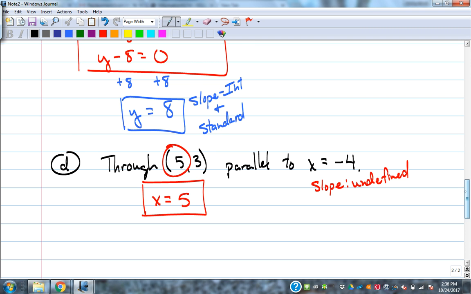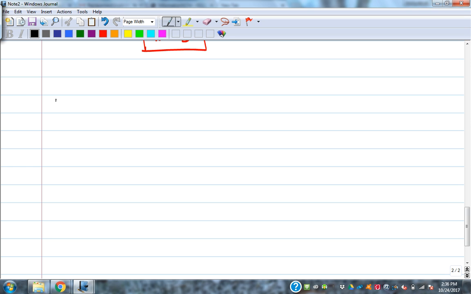All right, so let's talk about perpendicular lines. What do y'all know about perpendicular lines? They do cross.